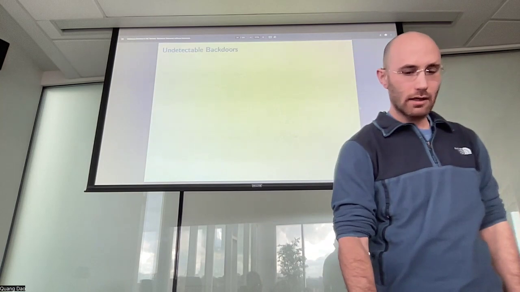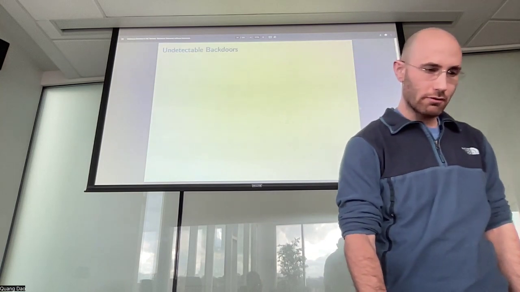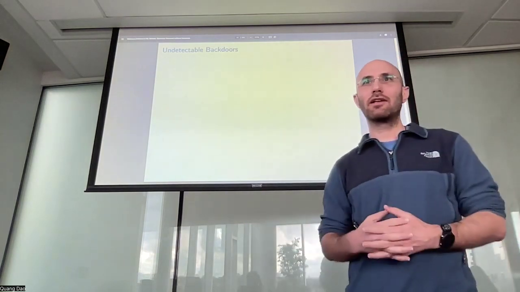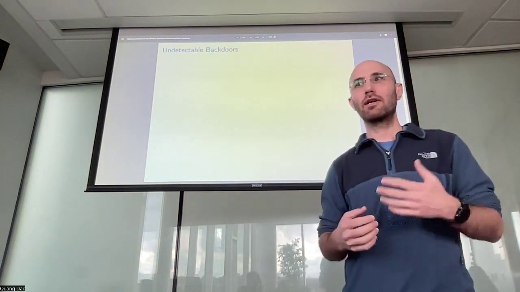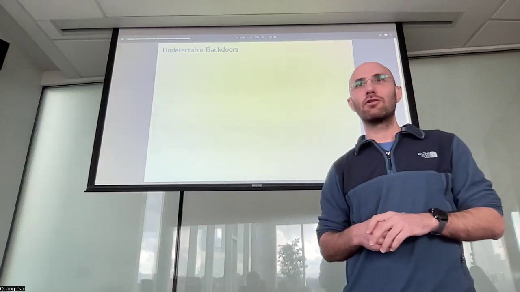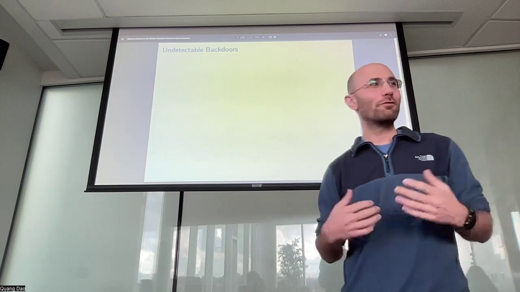Okay, so to make things maybe more interesting, you could say, well, okay, it's possible that Eve would do something like this, plant a backdoor. But obviously the IRS are not going to be so silly, they're not going to be so naive.